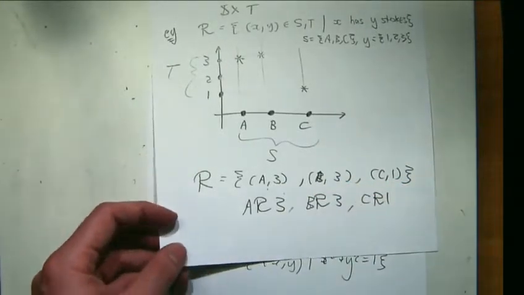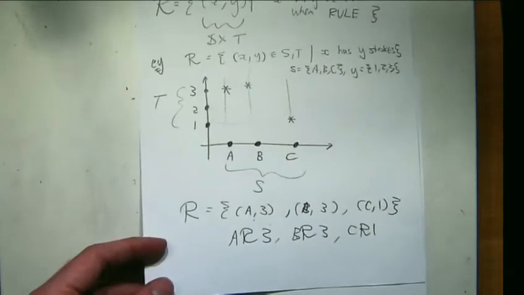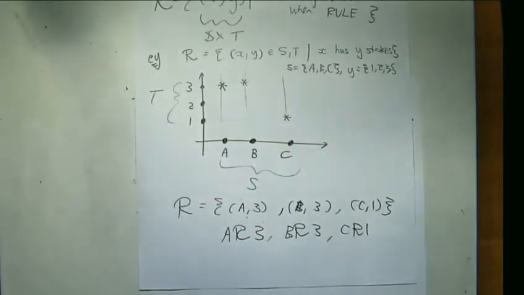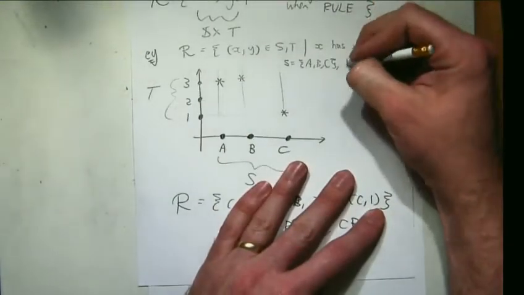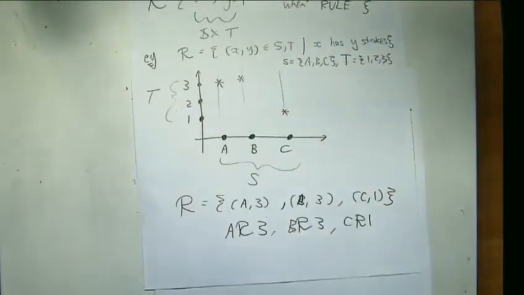Yep. So are A, B, and C elements of S? Yes. And 1, 2, 3 elements of T. Why do you have y equals 1, 2, 3? Oh, sorry, thank you. I was just confused. Yeah. Thank you. T is the set, y is in 1, 2, 3. Sorry about that.